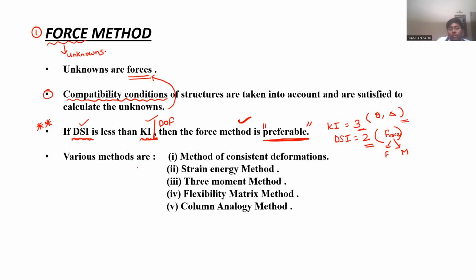Next, there are various force methods, such as the method of consistent deformation, strain energy method, three movement method, flexibility matrix method, and column analogy method. Remember all those names, because in any examination they may give you 4 or 5 names and ask you to identify the different force methods from the given options, or to identify the stiffness method, also known as displacement method, from the given bunch of methods. So the method of consistent deformation is the first type of force method. Second is the strain energy method. Third is the three movement method or Clapeyron's method of three moments. Fourth is the flexibility matrix method. Fifth is the column analogy method.